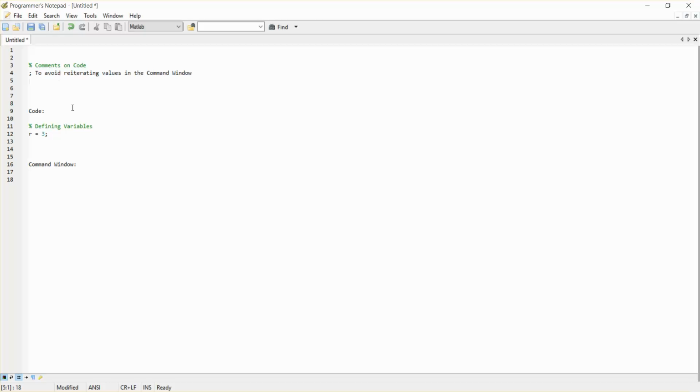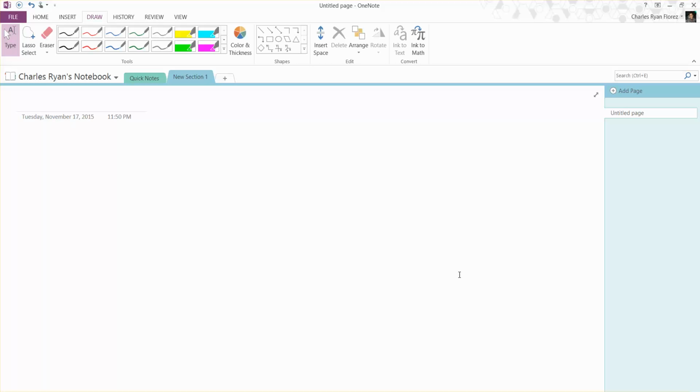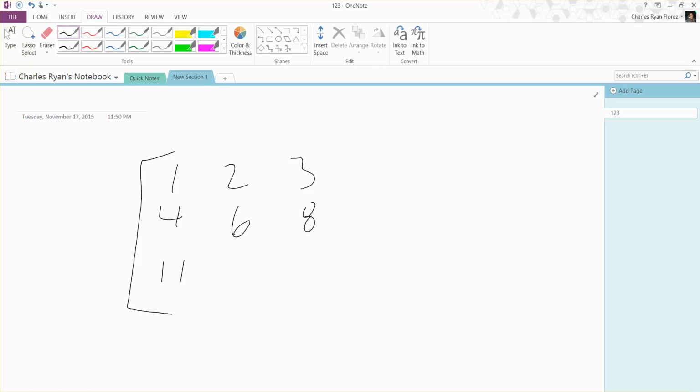Okay, so you have these two things so far. The next thing that you'll want to look at is what the colon operator does. What the colon does, we'll have to look at defining a matrix. Maybe you guys have seen it before, but it's something like this, where you have numbers like 1, 2, 3, 4, 6, 8, 11, 13, and 2. So this is a matrix.